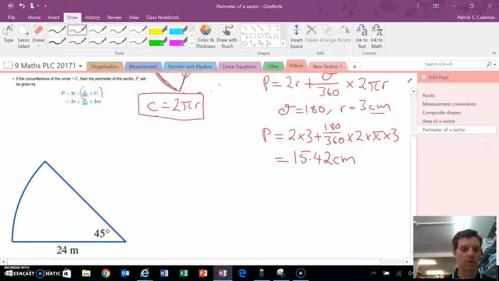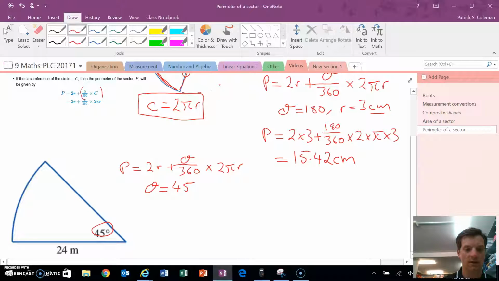Let's have a look at another quick example. So again, we're applying the perimeter formula of P equals 2r plus theta over 360 times by 2 pi r. Put in our known values of theta. In this situation, we're talking about 45, and our r equals 24. And our unit of measure this time is meters. So pretty simple, we can substitute our values in.